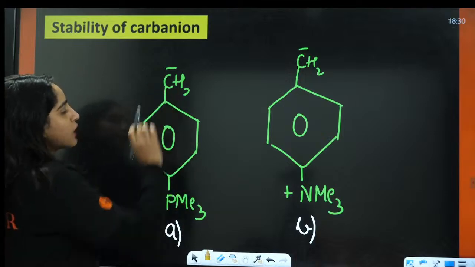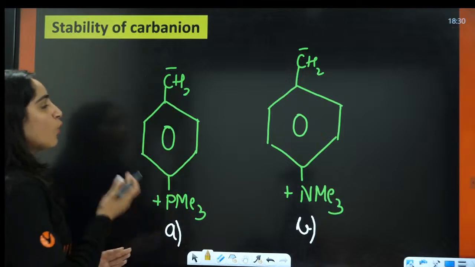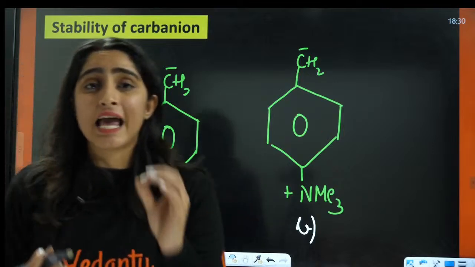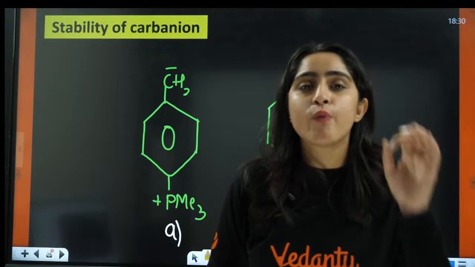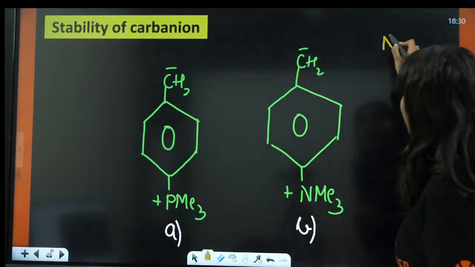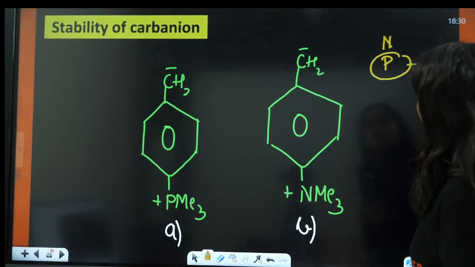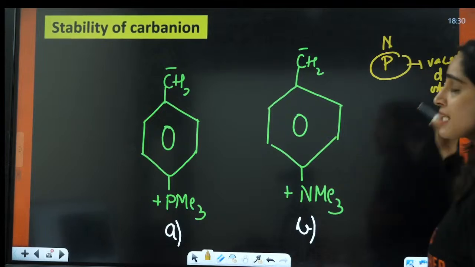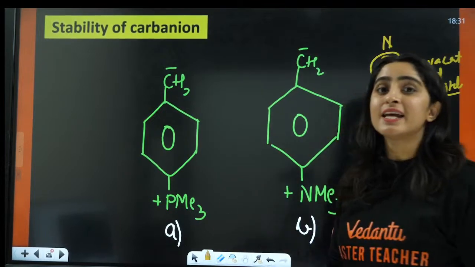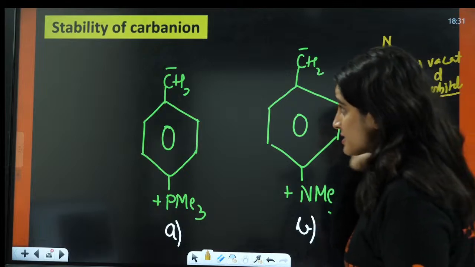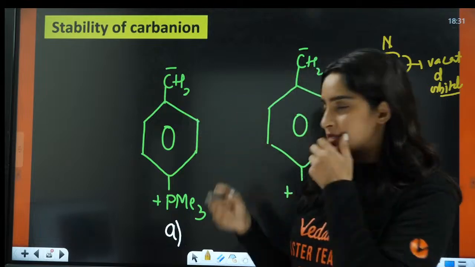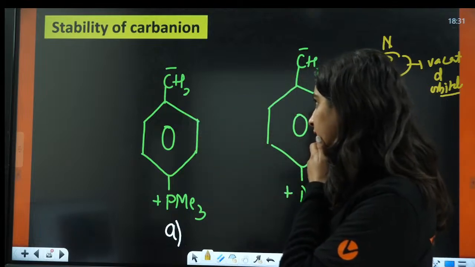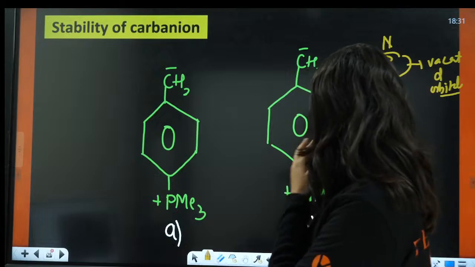Okay, so now you have this A and B. As I told you, every second member of group has vacant d orbitals. So now you have this nitrogen and phosphorus. Phosphorus has vacant d orbitals, and that is the reason. If you see this, this negative will jump. Wait. This negative, what will happen here?